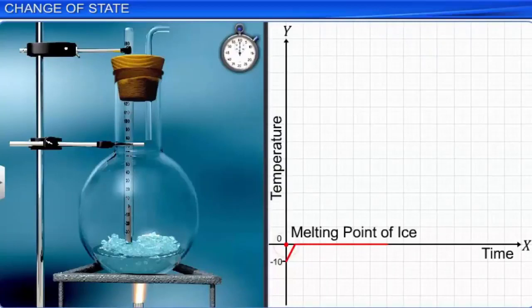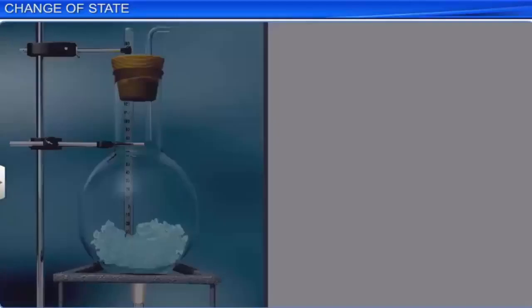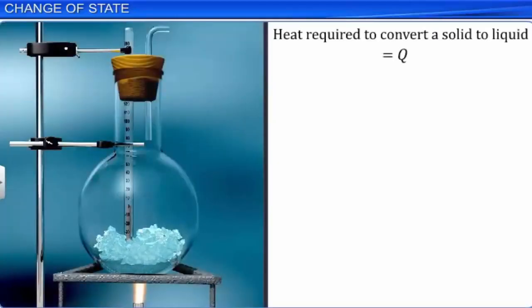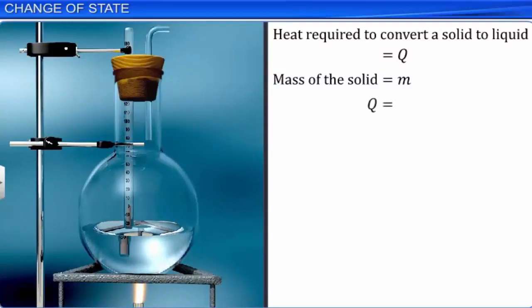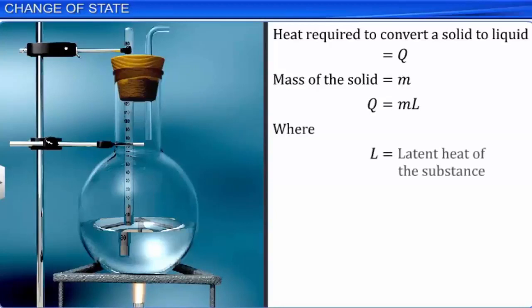If Q is the heat required to convert a substance of mass m completely from one state to another at a constant temperature, then Q is equal to the product of m and L, where L is the latent heat of the substance for that particular change of state.